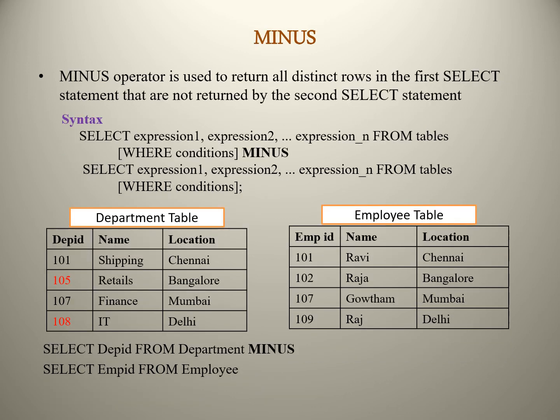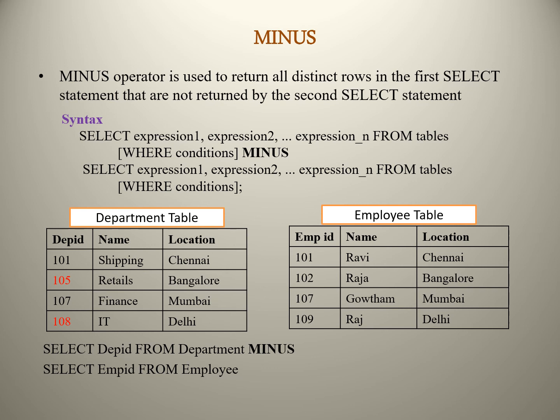Next is the minus operator. It is used to return all distinct rows in the first select statement that are not returned by the second select statement. Here is the syntax. Only the keyword minus is mentioned between the two queries. It is the opposite of the intersect operator.